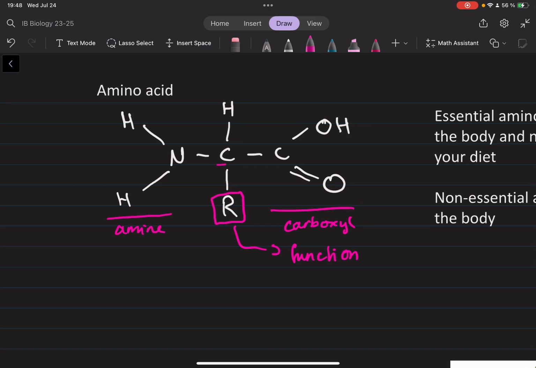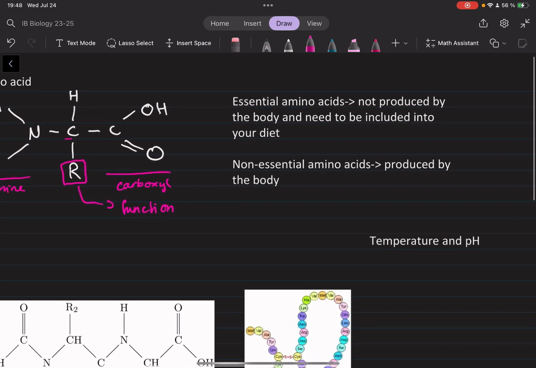Now there's different types of amino acids found within the human body, and those are essential and non-essential amino acids. Essential amino acids are not produced by the body, and we need to include them in our diet so we can consume them, so we can actually utilize them. And then non-essential amino acids are ones we don't need to consume or include in our diet because we are already producing them with our own body.